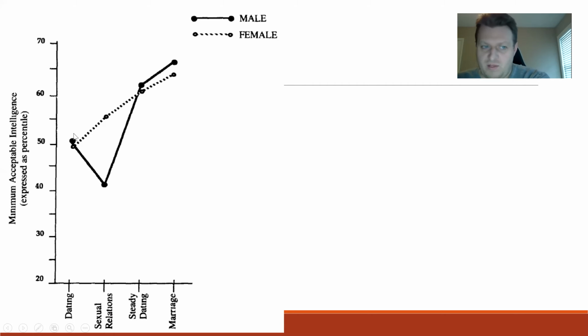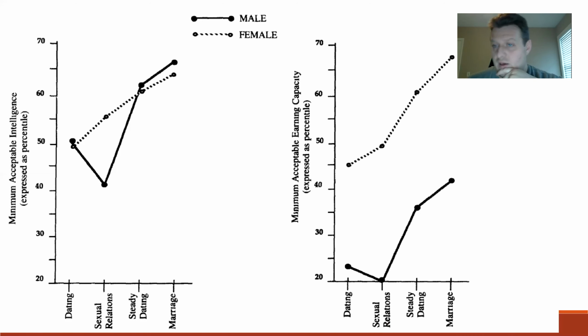For females, it increases linearly. All right, to date somebody, they have to be about average intelligence. To have sex with them, a little bit above average, and then it goes up. For men, on the other hand, sperm are cheap. Date, well, I want you to be average intelligence. Boom, have sex with, doesn't matter if you're dumb. And it goes back up to the same. So the only sex difference here is in having sex. Again, we might weave an evolutionary explanation of this. Sperm are cheap, mate with everything. All right, let's look at another one.